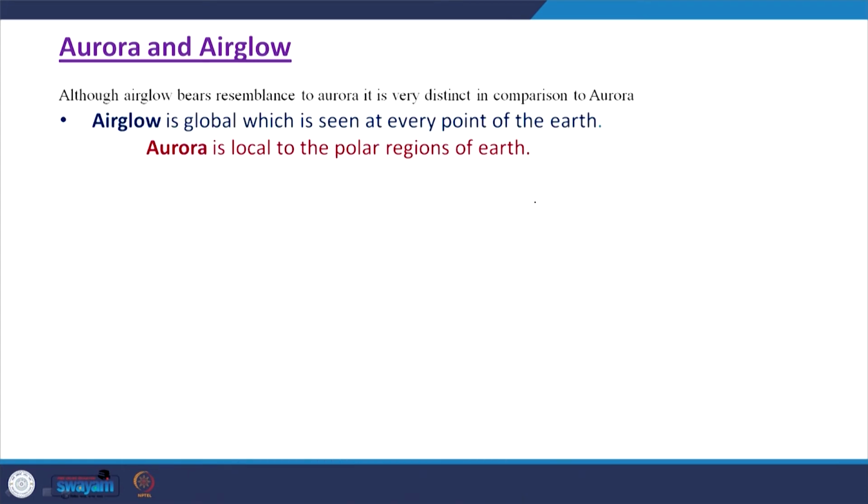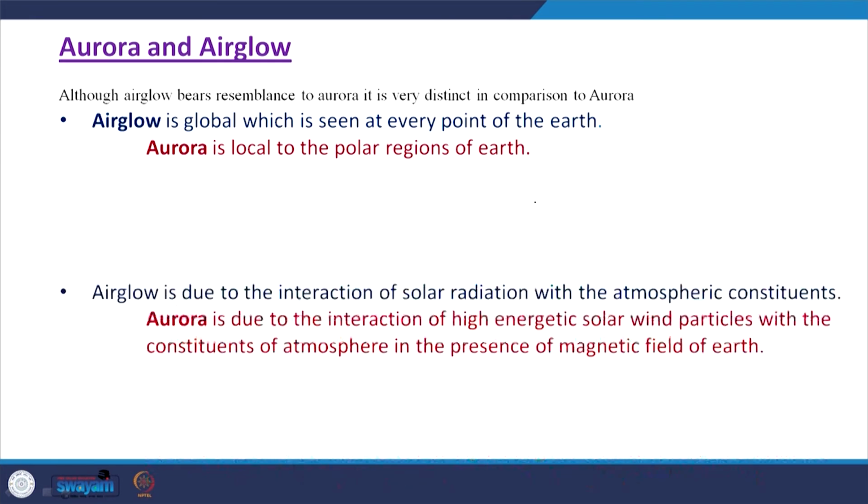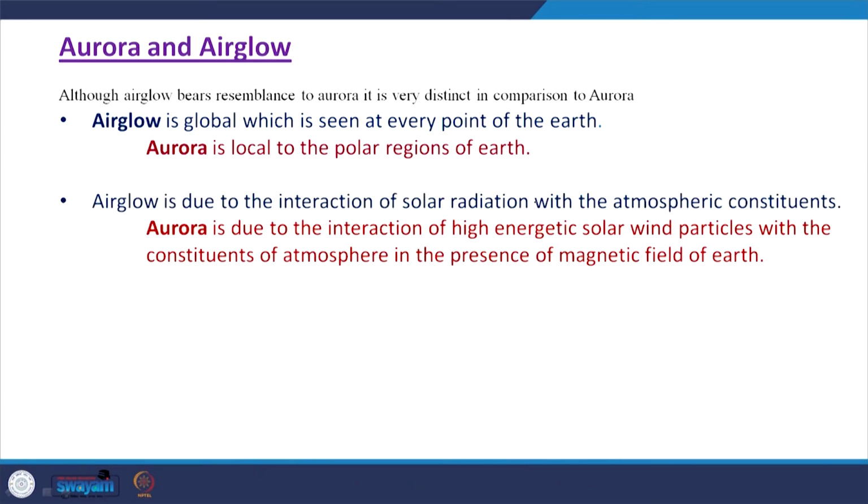So, airglow is a global phenomenon that is seen at every point on the earth. Aurora is not global. It is not seen everywhere. Rather, it is local only to the polar regions. Only the higher latitudes, let us say 60 to 90 latitude regions, have the chance to see the aurora. Airglow is due to the interaction of solar radiation with the atmospheric constituents. Of course, aurora is also a similar thing, but there is a distinct difference.